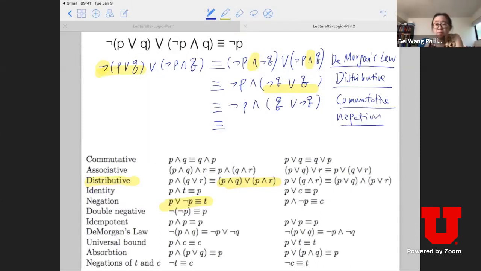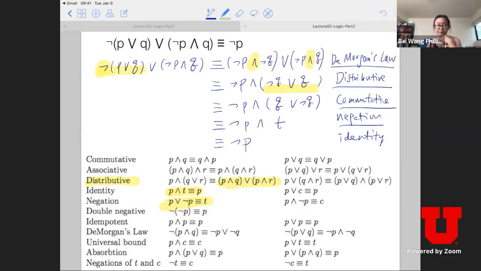When you have a variable Q and not Q, it is always true, so I have not P and the tautology T. It's always true, so this is using the negation rule. Finally, I'm going to use the identity rule. If I have a variable and true, it depends on the truth value of the variable itself. So this is the identity rule, as below, right here.